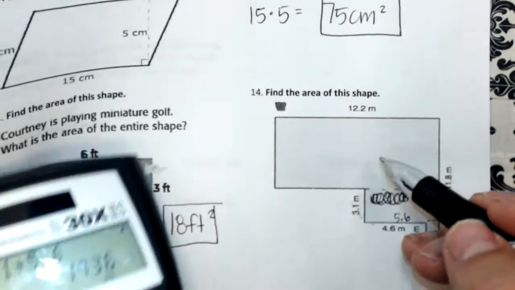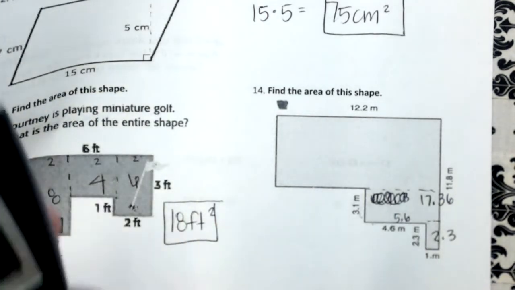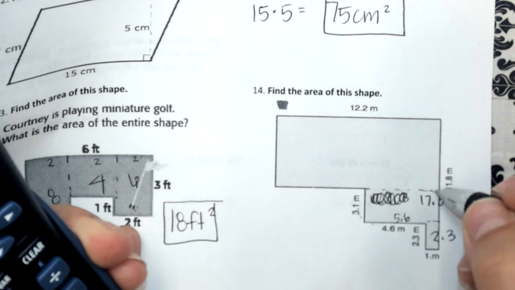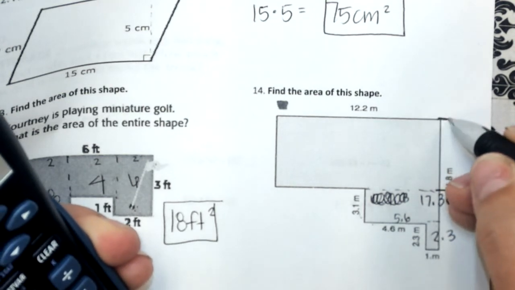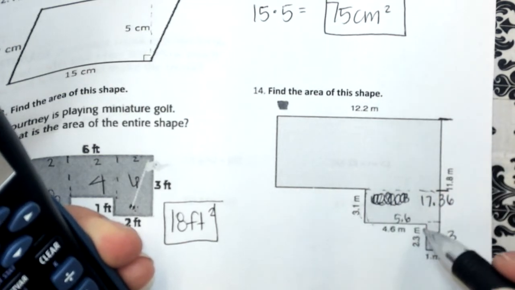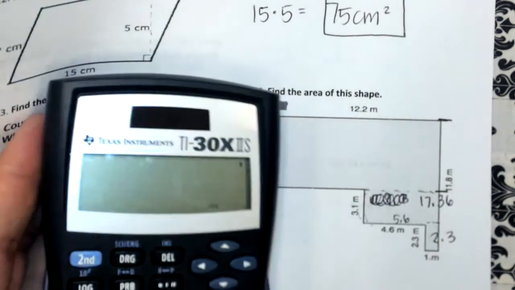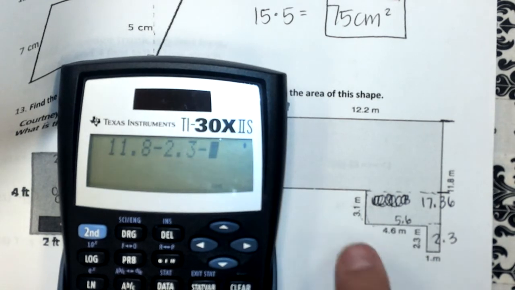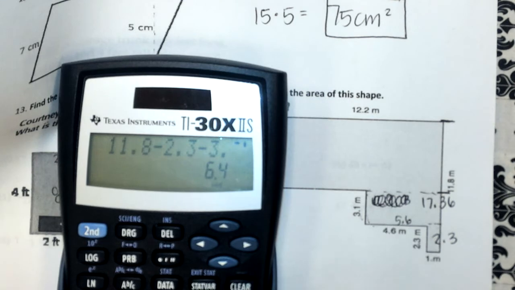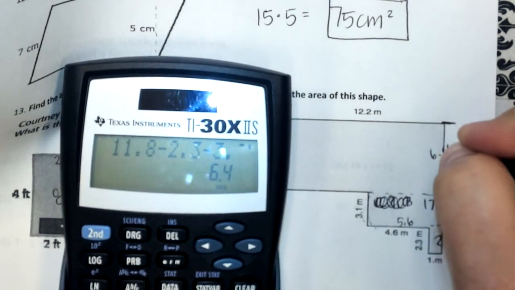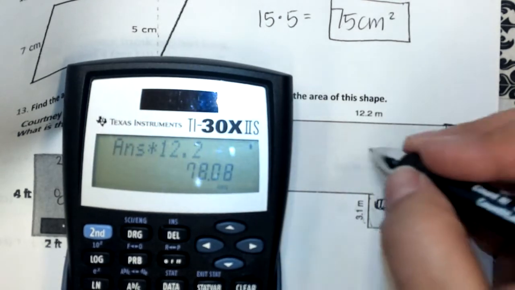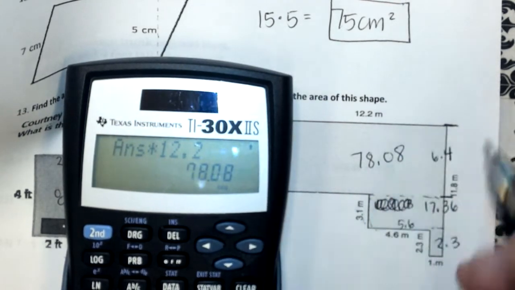Then looking at the top, we know across the top is 12.2. But looking at this side, I know the whole side is 11.8, but I only need from here to here. So I've got to get rid of this section and this section. So I'm going to start off with 11.8 minus 2.3 minus 3.1, and that would give me 6.4. Multiply that by 12.2. That'll give me 78.08.